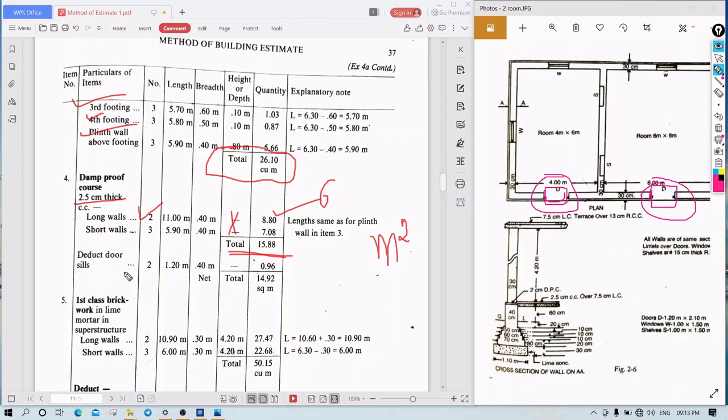Okay, so deduct doors. How many doors are there? Two doors are there. What is the length of the door? See here, 1.20 is the breadth, I'll take it as length only. Okay, 2.10 is the height. We don't need height for the DPC. So 1.20 into 0.40. So what is it? 0.96. So from the total damp proof course quantity, subtract 0.96, you will get the net total quantity of the DPC, that is 14.92 square meters.